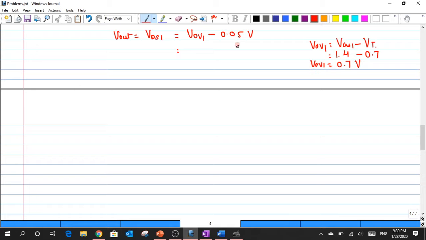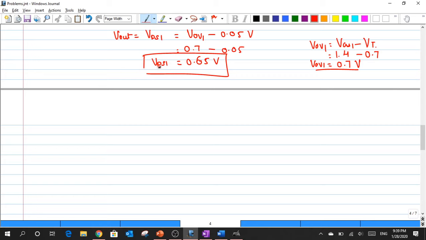Now, in order to push our transistor into the linear region, my VDS value has to be smaller than this value of 0.7, right? So I substitute here, and when I do this simple math, we end up having this value of VDS1 to be equal to 0.65 volt as the current value of VDS1.